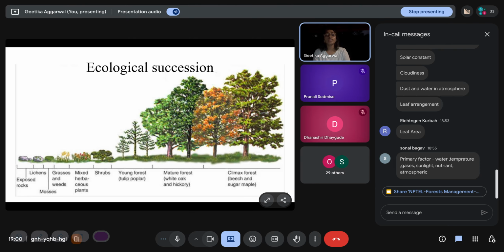And the next lecture talked about ecological succession, which was actually the last lecture of the week. You might already be aware there are some rocks which get covered by lichens, then come mosses, grasses, herbs, shrubs, which we'll be discussing a little bit in detail in the further slides.